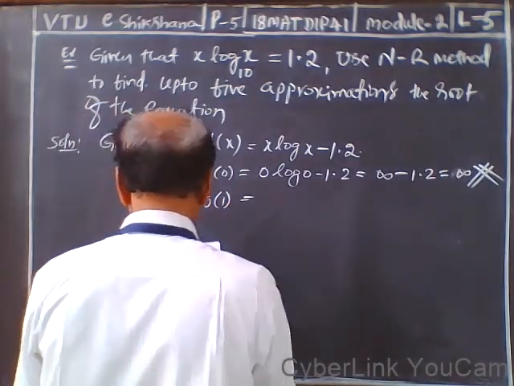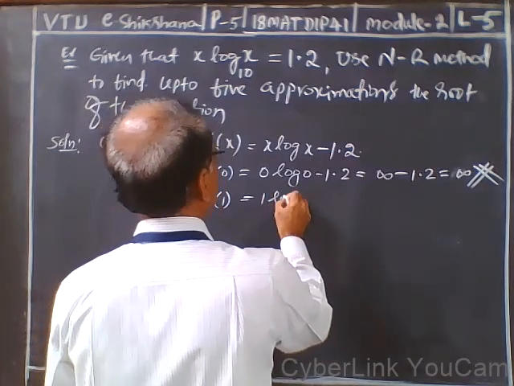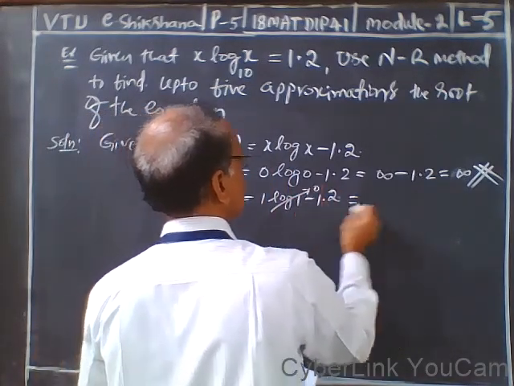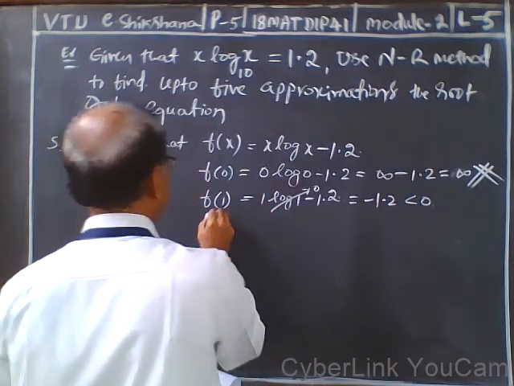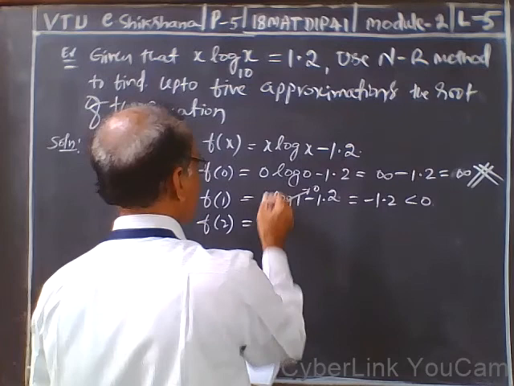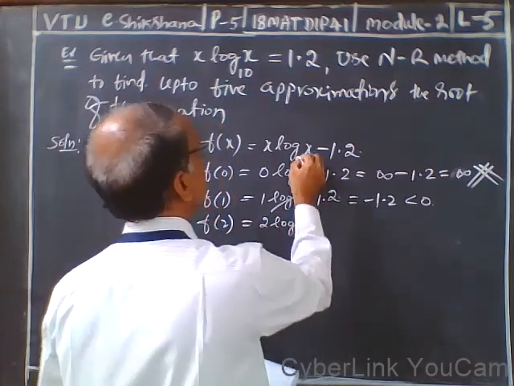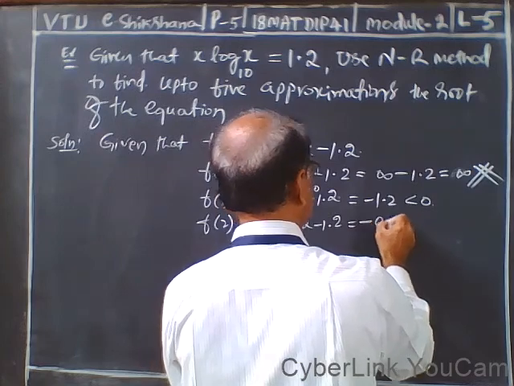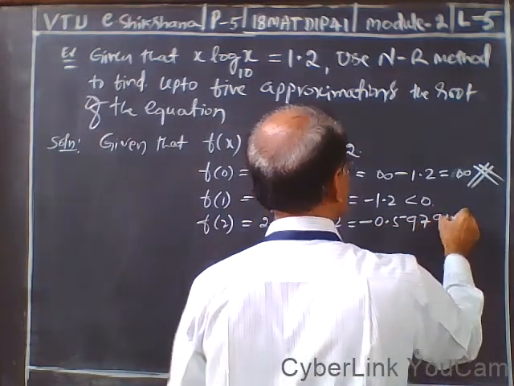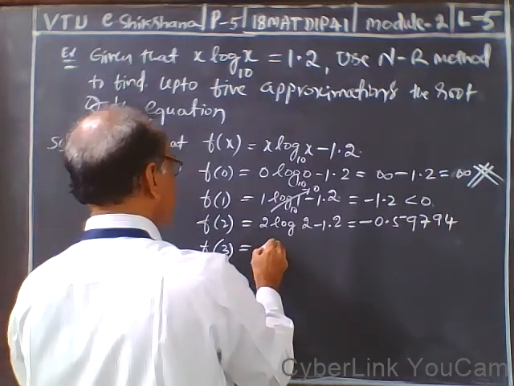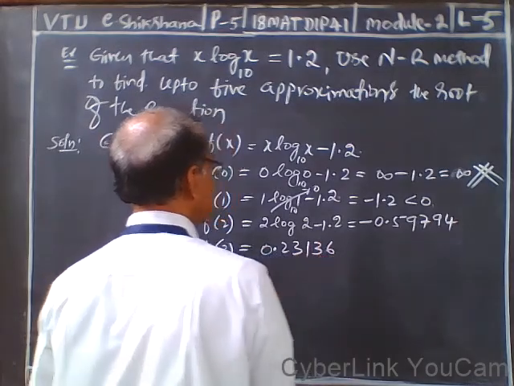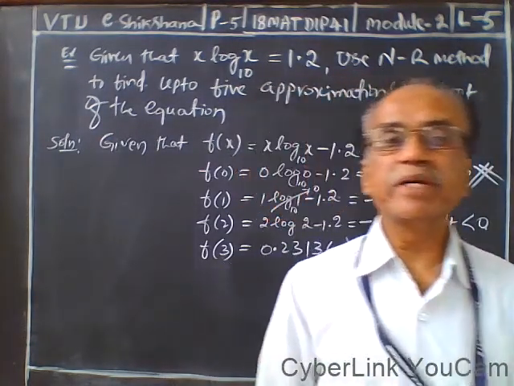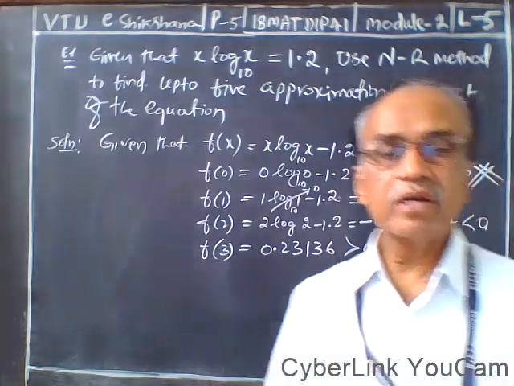Let f of 1 be equal to 1 log 1 minus 1.2. This is equal to, log 1 is 0, then minus 1.2, which is less than 0. Then f of 2 is equal to 2 times log 2 to the base 10, as it is given, minus 1.2, this is minus 0.59794. Then f of 3 is equal to 0.23136. This is greater than 0 and the previous is less than 0. Therefore, we can expect the root in between 2 and 3 by the bracketing method.